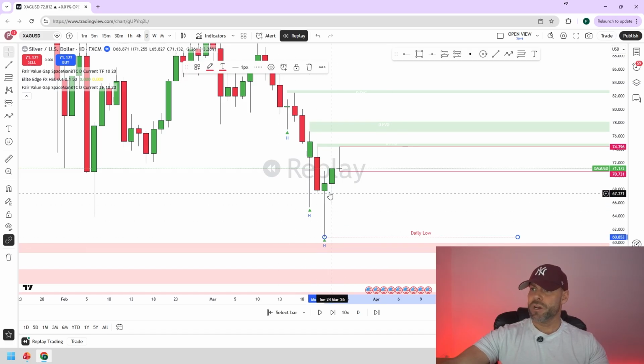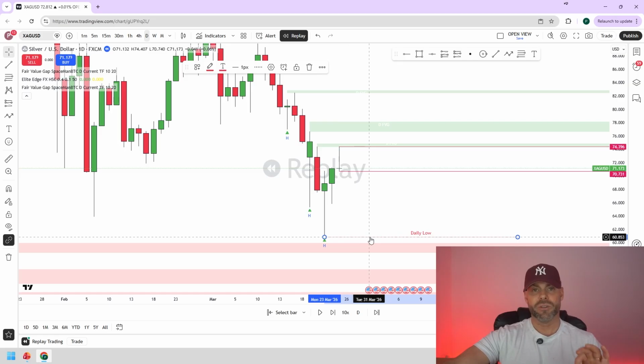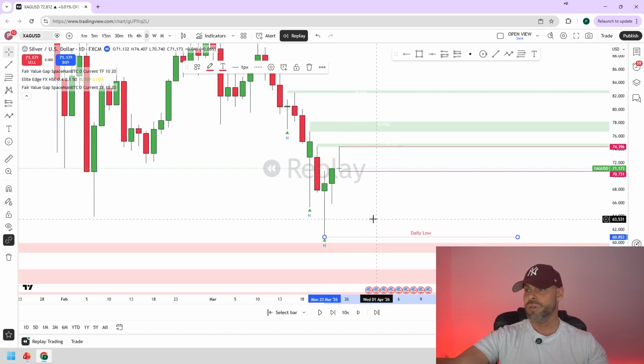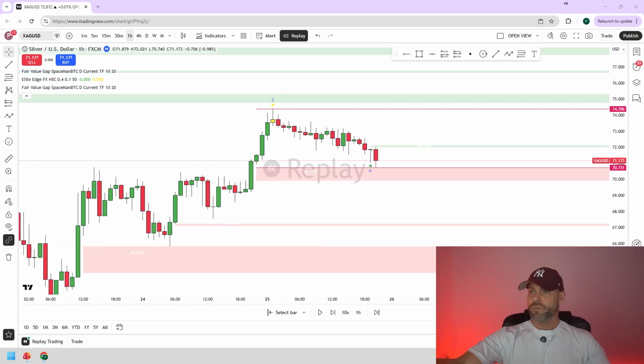So I'm hoping that the market is going up here. It's showing some signs of reversal, and we're going to continue down to the bottom of this candle here. So I'm hoping that the market is going to show signs of reversal by moving up here and then continuing lower down to this daily low level that's marked up on the chart. So then the next step of this strategy is we need to drop down to the 1 hour chart.